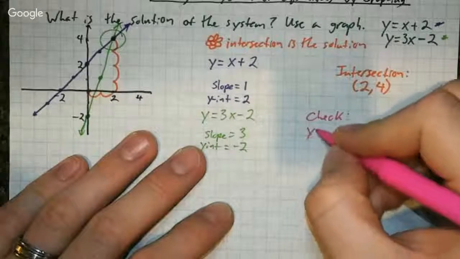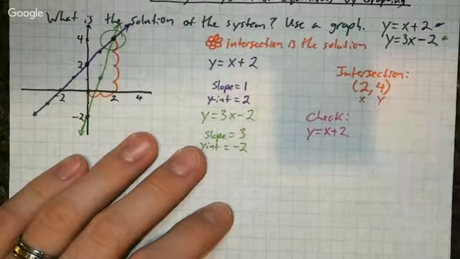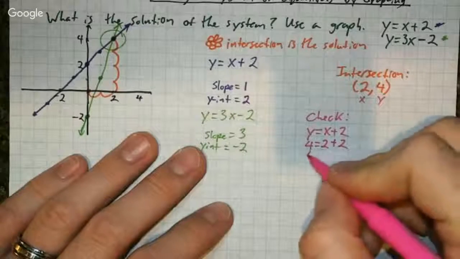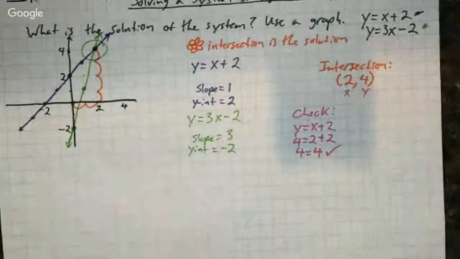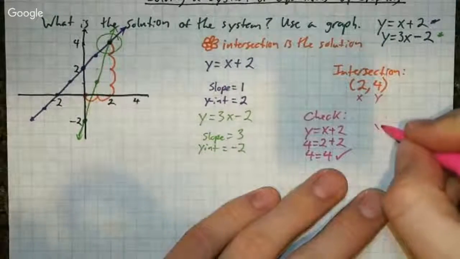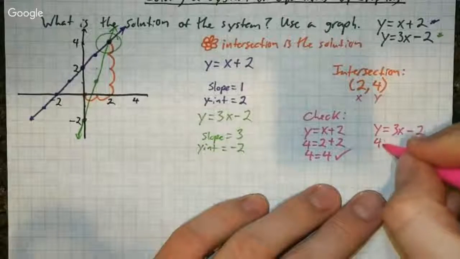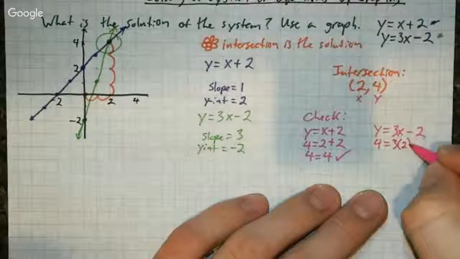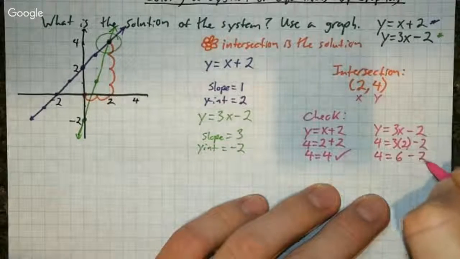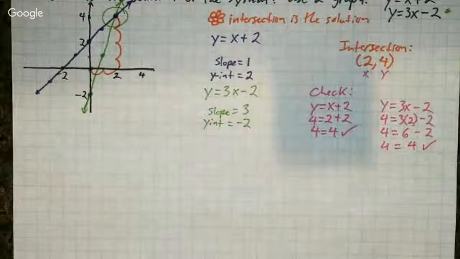First one, y equals x plus 2. Okay, here's the x, here's the y. The y is 4 equals 2 plus 2. 4 equals 4. Okay, one of my equations is absolutely correct. Let me check the next one. y equals 3x minus 2. My y value is 4 equals 3 times 2 minus 2. 4 equals 3 times 2 is 6 minus 2. 4 equals 4. I've checked my second one. That is the solution.